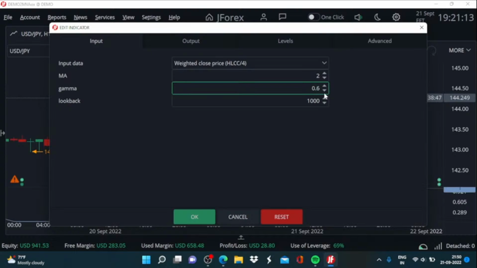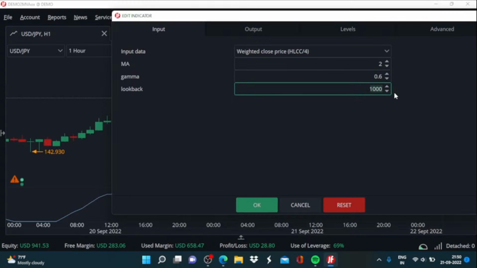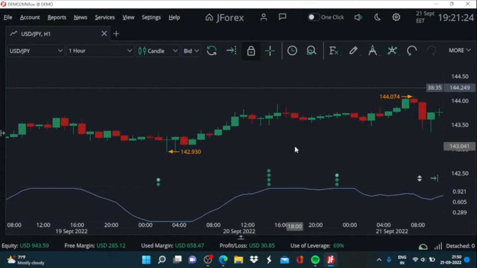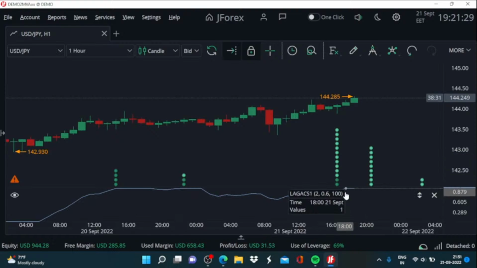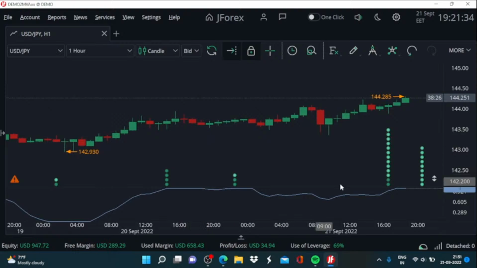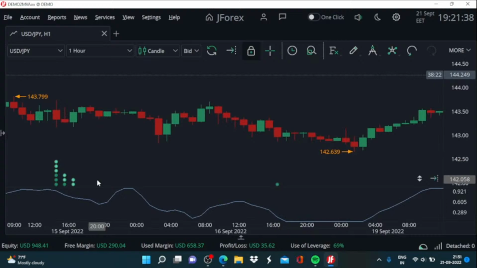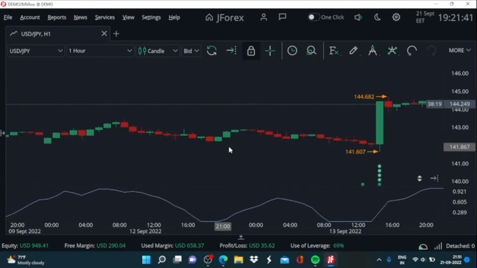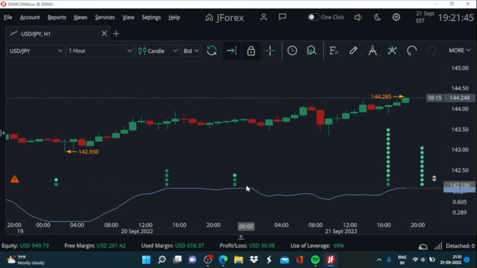So now I am again restoring it back to 0.6. The lookback has been defined at 1000. If you want to reduce it to make the indicator more responsive, you can do that as well. Now the last 1000 hours of data is being considered while defining this cyclical phase indicator, the lag ACS. So we have these values, and the responsiveness is, I think, quite good when we have reduced the indicator's output.